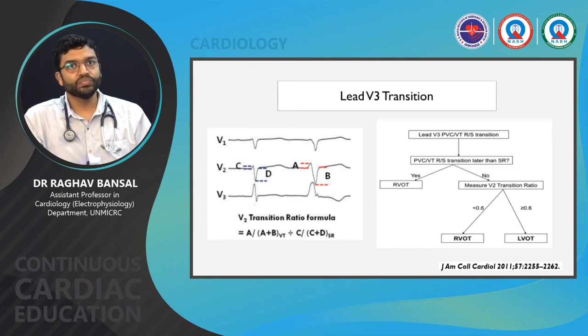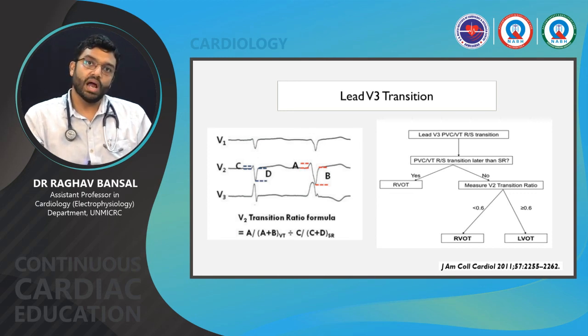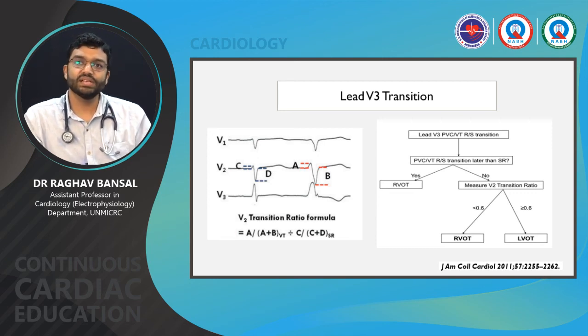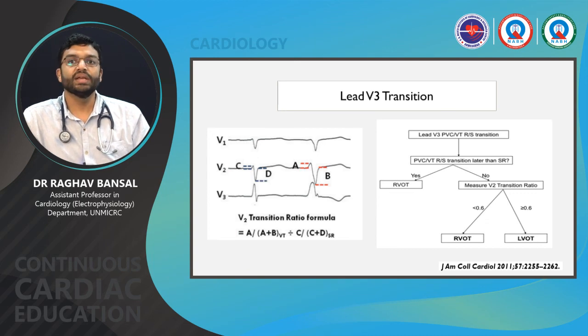It is very easy. You just have to look at the R wave height in the PVC in lead V2 divided by the whole height of the QRS complex in lead V2, divided by a similar calculation done in the sinus rhythm V2 lead, which means the R wave height in lead V2 divided by the whole QRS width in lead V2. So this ratio, if it is more than 0.6, again pointing towards an earlier transition, it points towards an LVOT origin. If it is less than 0.6, it points towards an RVOT origin.